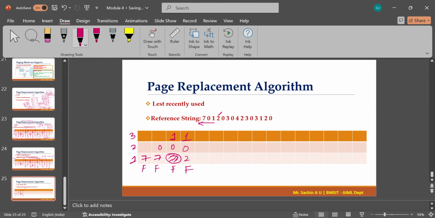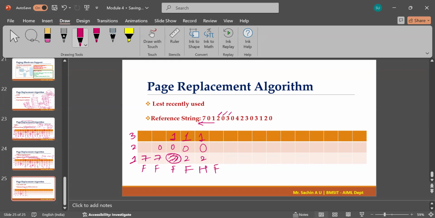Past, that means 7 was used very long ago. 1 was recently inserted, 0 was also very recently inserted after 7, but 7 was inserted very far back. So in the very past 7 was used, that is why we will be replacing 7 with 2. Now next is 0. As you can see, 0 is already present, so we term it a hit. And after that we are looking for 3.